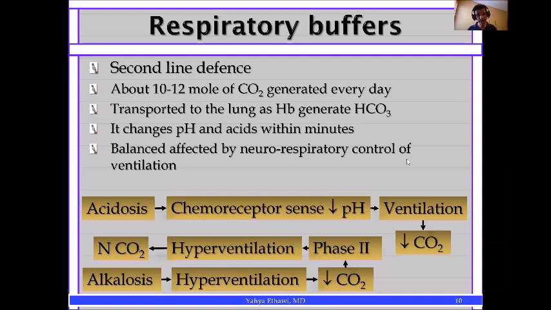On the other side, alkalosis has two phases. The first phase will cause hypoventilation. Sorry, that here is wrong. Alkalosis will cause hypoventilation and will increase CO2. And the second phase will cause hyperventilation and normalize CO2. Sorry for this mistake. This is hypoventilation.